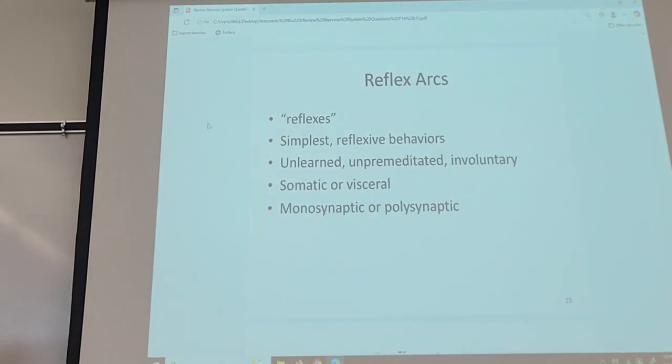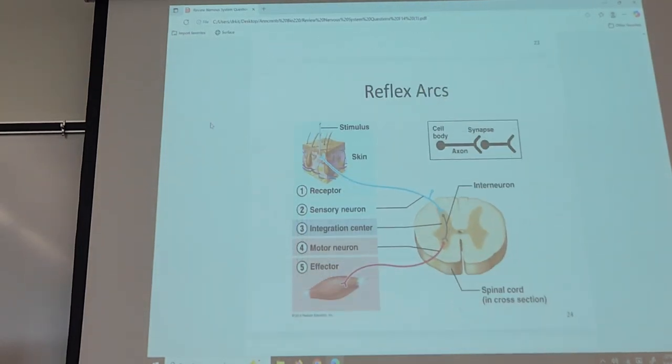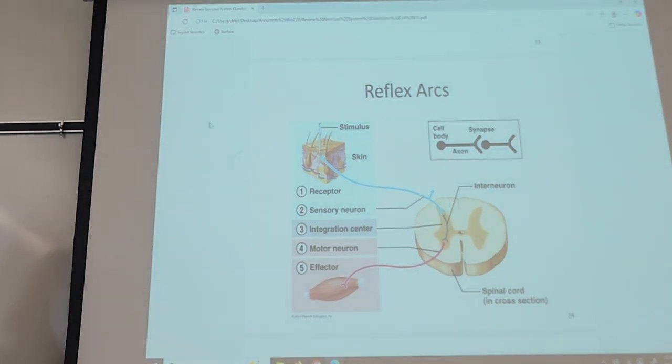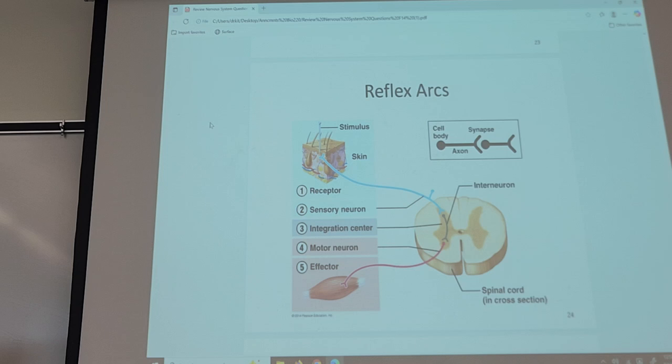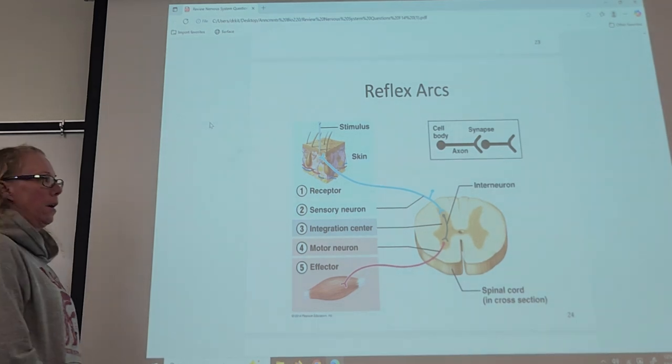So they're either considered monosynaptic or polysynaptic. We'll talk about both. Okay, so what I want you to know about reflex arcs is that there are 5 steps. I want you to know the 5 steps, and I want you to be able to describe to me what's happening step by step, which we pretty much already talked about.